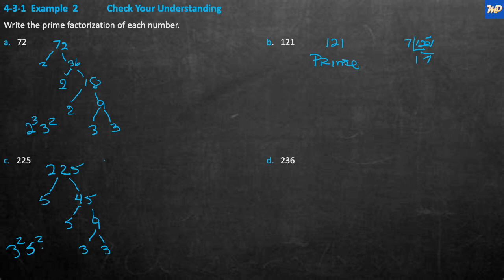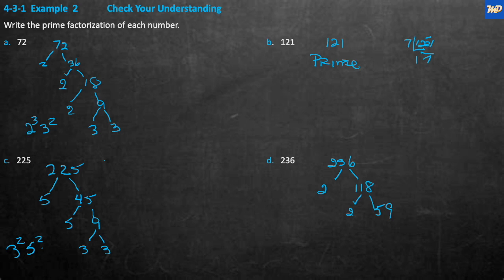So now the 236. Let's try 236. Is it divisible by 2? Yes. What's half of 236? Well, half of 30 is 15, so it's 115, and 3 is 118. And then we're going to divide the 118. It's even, so we're going to divide that by 2, and the answer here would be 59. 50 times 2 is 100. 9 times 2 is 18.